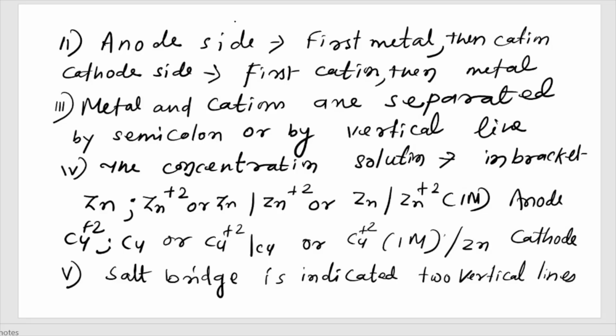And lastly you should represent the concentration. So the last one is Zn semicolon Zn plus 2, and lastly Zn semicolon Zn plus 2 1M, that is the anode. Number 2, the anode side. One is the cathode side, the other is the anode side. On the anode side, first is metal, then cation.